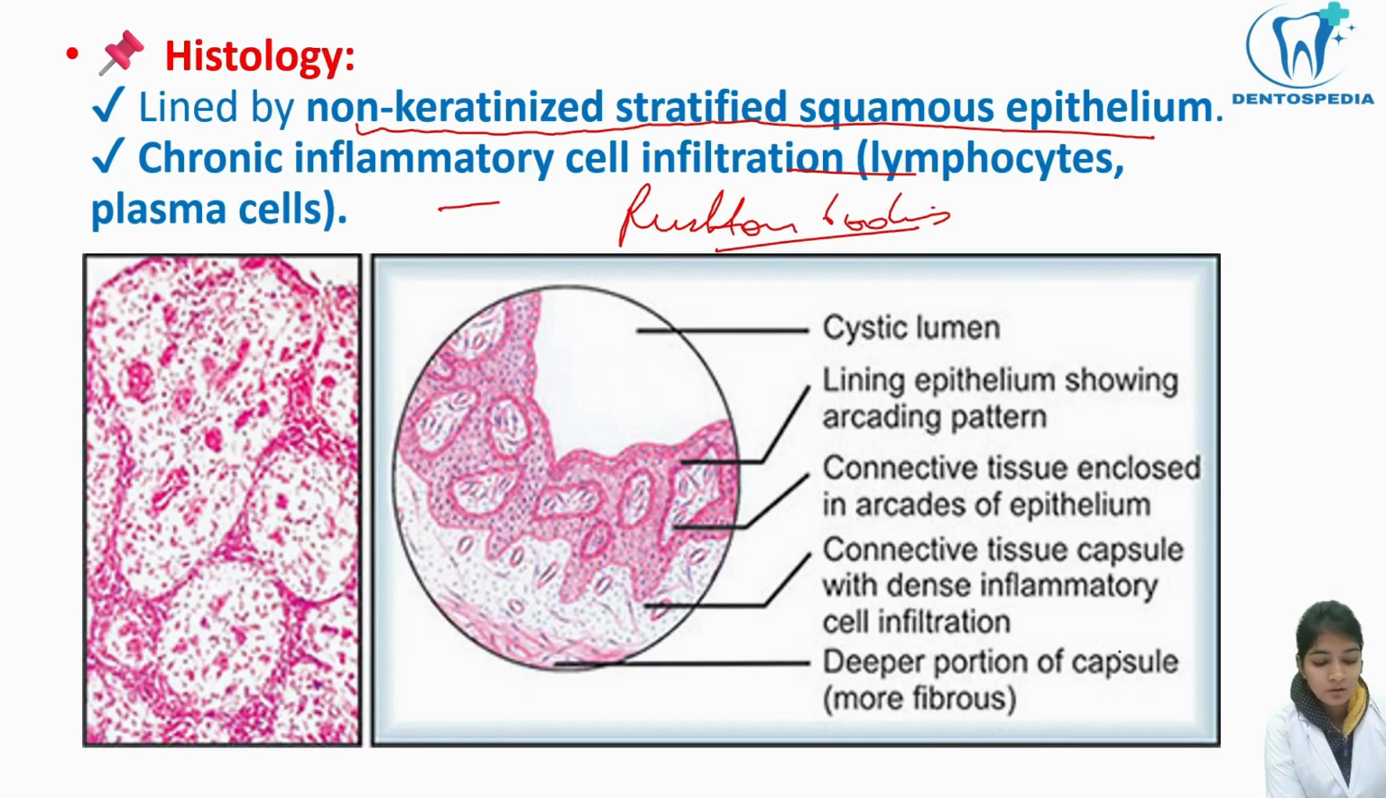You can see the cystic lumen and the lining epithelium showing the arcading pattern. Now the deeper portions of the capsule are more fibrous. There is dense inflammatory cell infiltration. So this is the histopathology of radicular cyst.